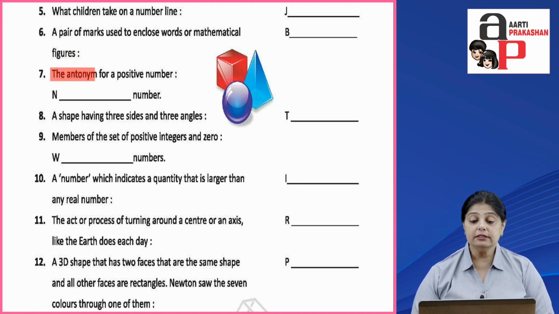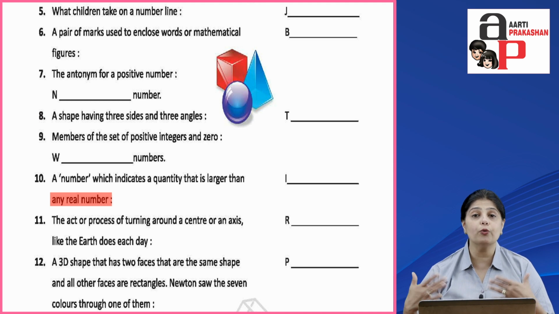Okay. The antonym for a positive number is negative number. Alright. A shape having 3 sides and 3 angles is called a triangle. Next. Members of the set of positive integers and 0. They are all whole numbers. A number which indicates a quantity that is larger than any real number. It is known as infinity. So, the quantity is larger, keeps on going and going and going.